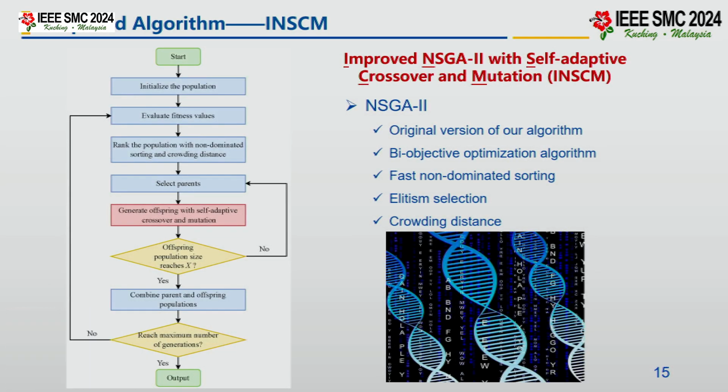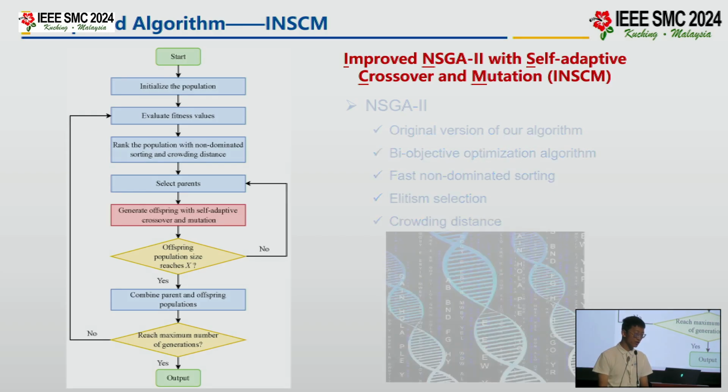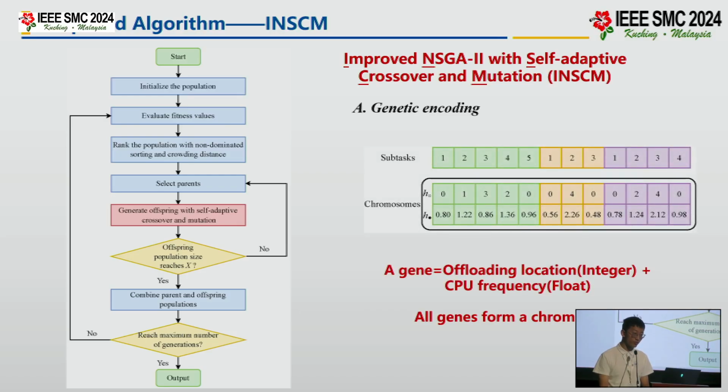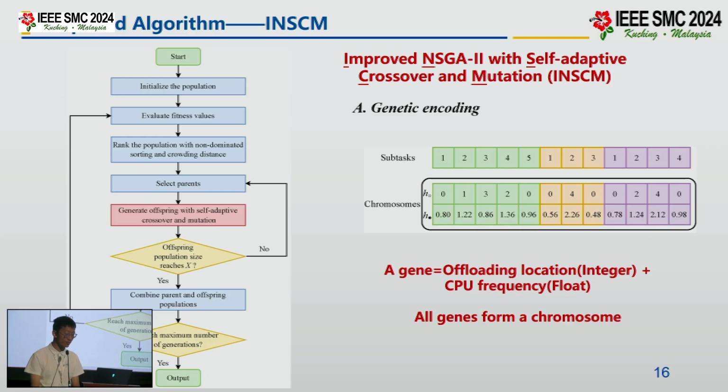Our original version is the NSGA-II, which is a bi-objective optimization algorithm. It consists of fast non-dominated sorting, elitism selection, and crowding distance. On the basis of this, we made some improvements. The first improvement is the genetic encoding. We adopt a mixed genetic encoding strategy, where a gene is encoded as the offloading location plus the CPU frequency, and all genes are formed to be a chromosome.